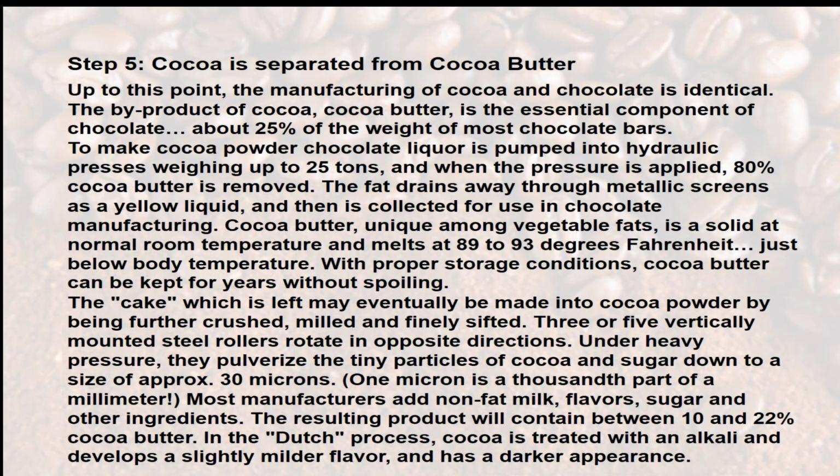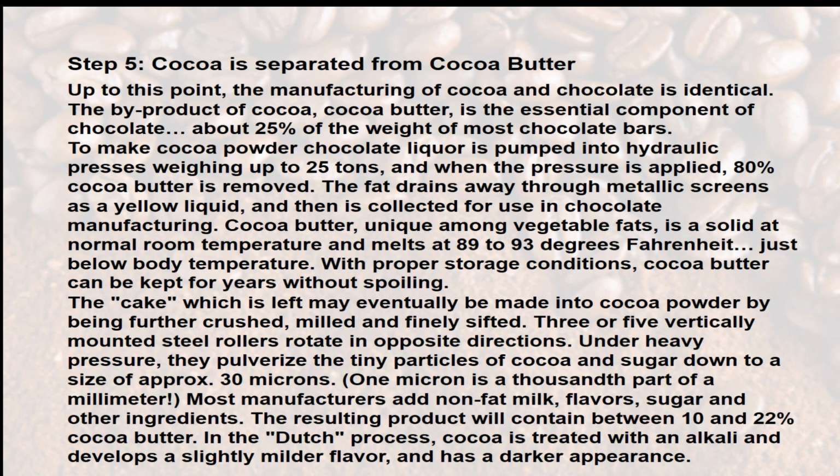Step 5. Cocoa is separated from cocoa butter. Up to this point, the manufacturing of cocoa and chocolate is identical. The byproduct of cocoa, cocoa butter, is the essential component of chocolate, about 25% of the weight of most chocolate bars. To make cocoa powder, chocolate liquor is pumped into hydraulic presses weighing up to 25 tons, and when the pressure is applied, 80% of the cocoa butter is removed. The fat drains away through metallic screens as a yellow liquid, and then is collected for use in chocolate manufacturing.